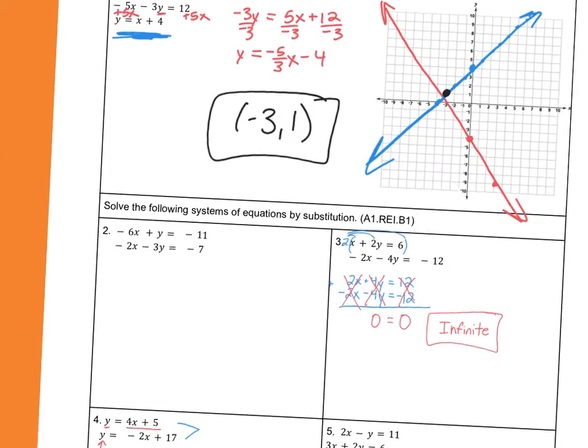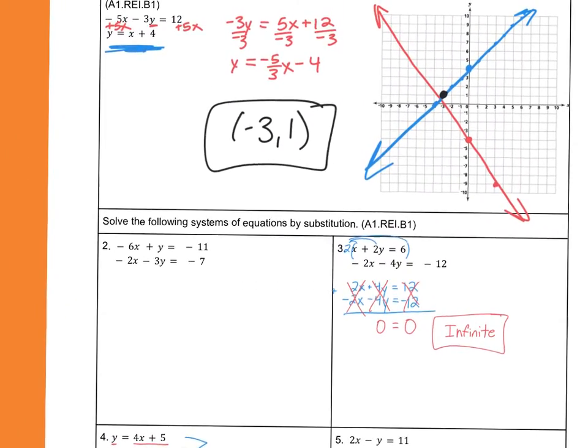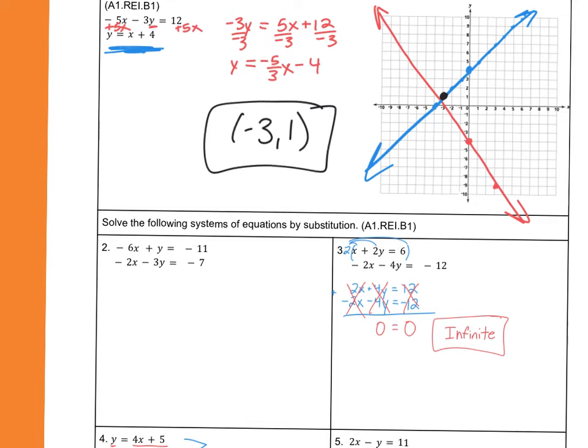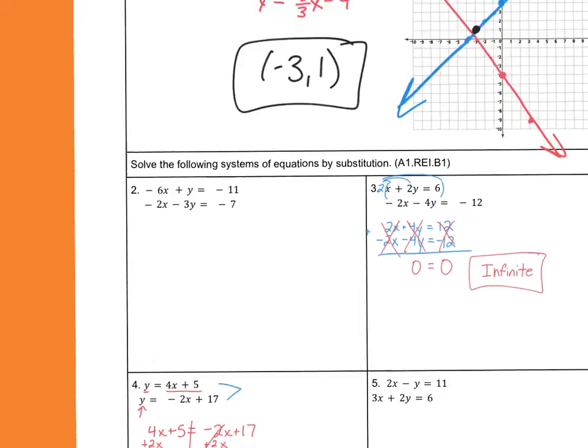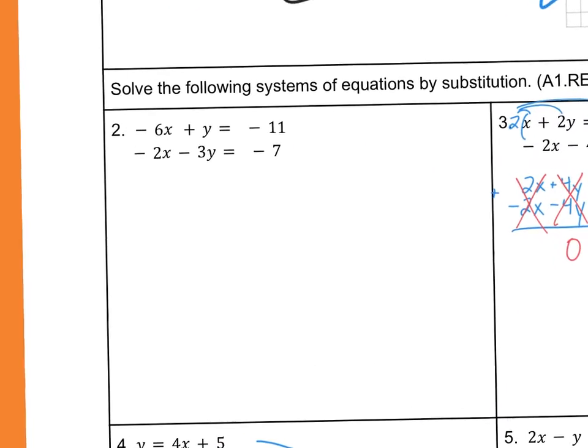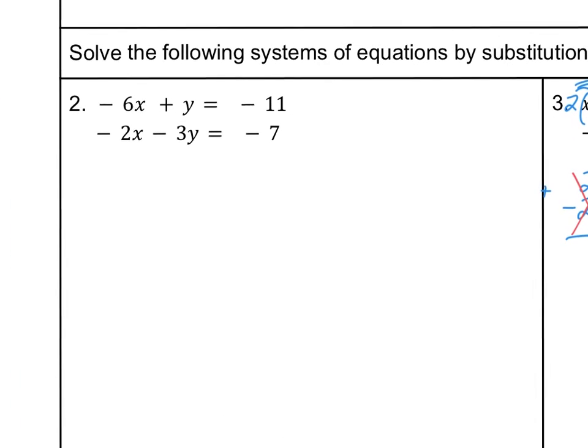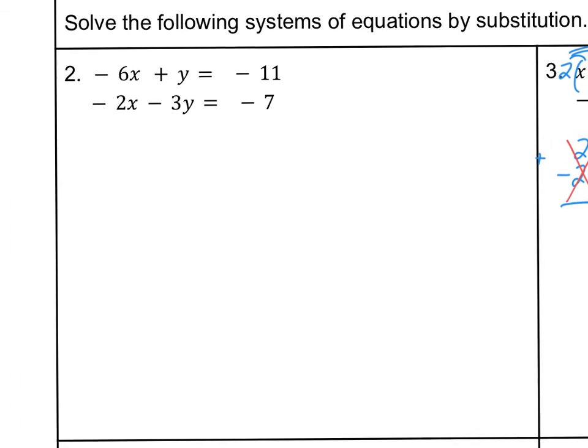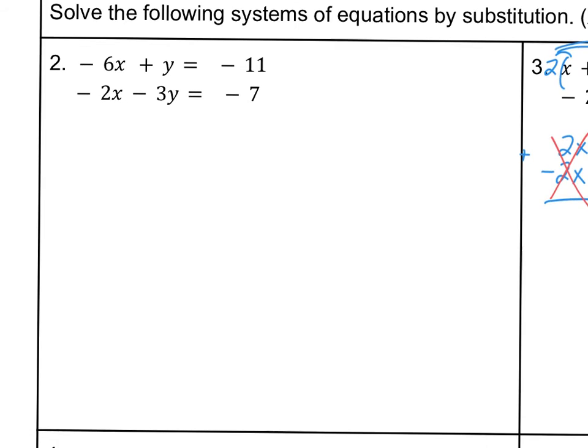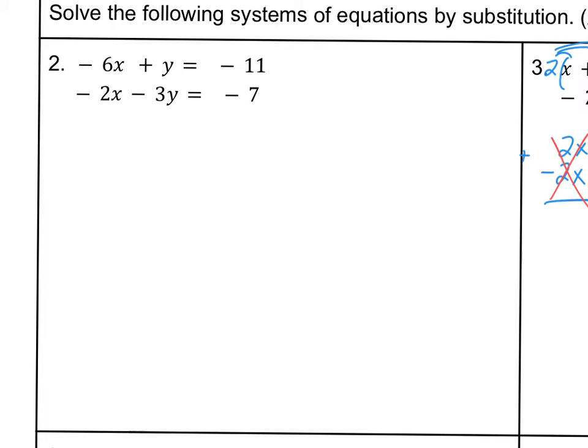Okay. So we're going to go ahead and hop down to number 2. Did you solve number 2 through substitution or through elimination? Substitution, okay. Anybody do elimination? No? Okay, let's do substitution. Which variable did you solve for first? Y on the top one? Okay. How'd you do that? Add the 6x over. Good.